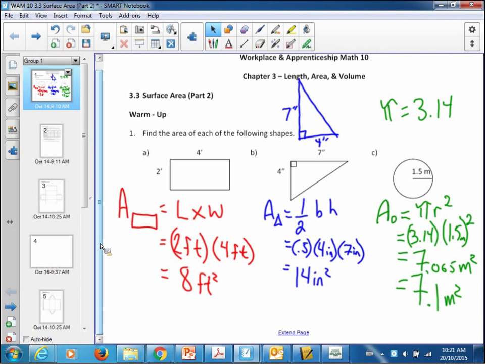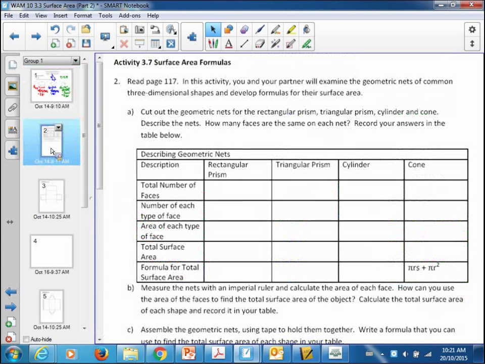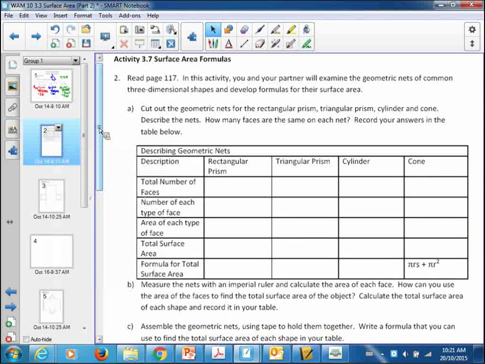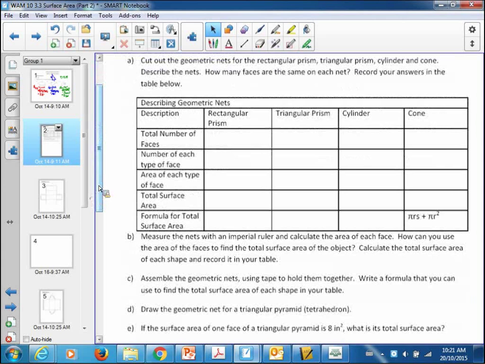Now, this chart here. Now, don't read these page numbers here, just copy and paste it yourself. In this activity, you have no partner because you're ahead. We'll examine the geometric nets of common 3D solids, shapes, and make formulas. Well, some of them don't work out to a really nice formula, but faces is how many sides you have on something.